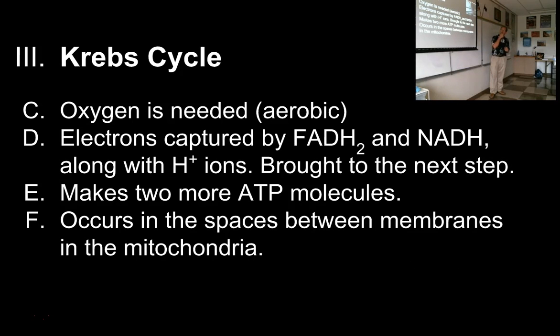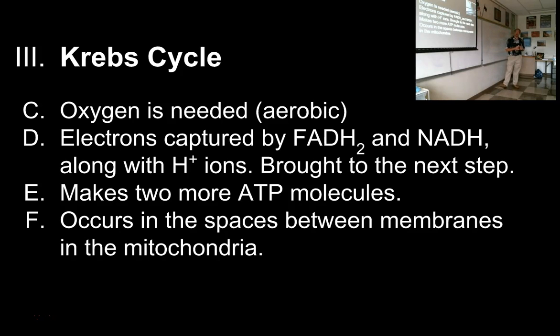Here oxygen is needed, which is why we call it aerobic respiration. Aerobic, aero, has to do with oxygen. So that's why exercise that makes you breathe hard is called aerobics, okay? And so aerobic respiration is respiration, the breaking down of sugar needing oxygen. That's why this is called aerobic respiration.